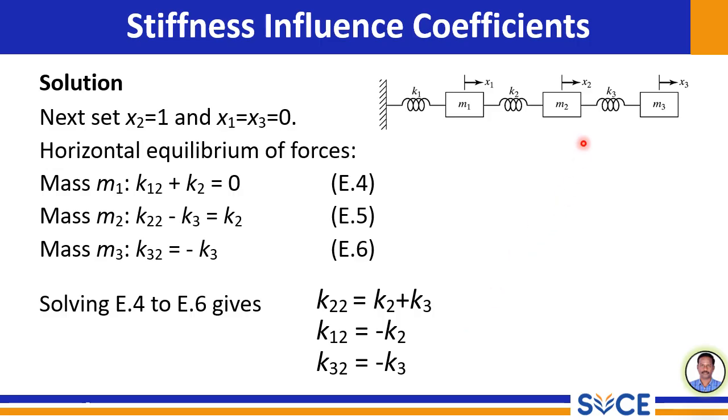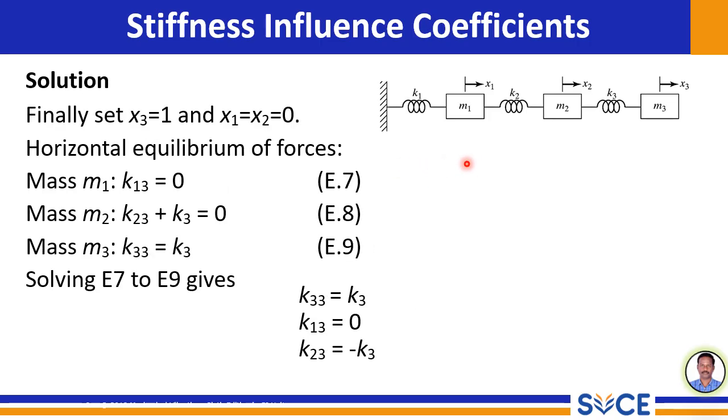For mass 2, the second spring is stretched by 1, requiring a force of K2. The third spring is compressed by 1, requiring a force of K3. So, the total force acting on mass 2 equals K2 plus K3, the summation of two stiffnesses. For mass 3, the third spring is stretched by 1, exerting a force of K3 to the left. Therefore, an external force of minus K3 is required at mass 3. That means we get K32 equal to minus K3.